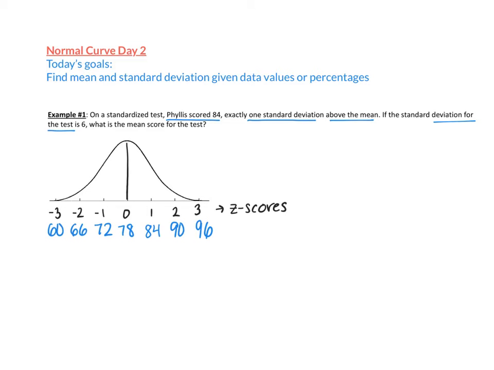So now that we've set up our data values underneath, let's see if we have enough information to answer the question. What is the mean score? Well, I think we do. The mean is at a z-score of 0. So the mean is equal to 78. So if it helps, label this with mu. That's my mean, the middle. Perfect. Let's try another example.